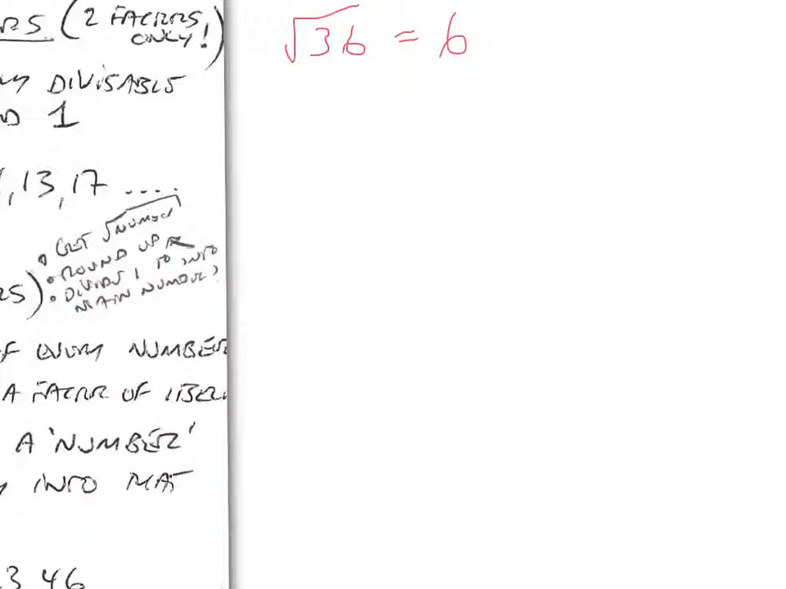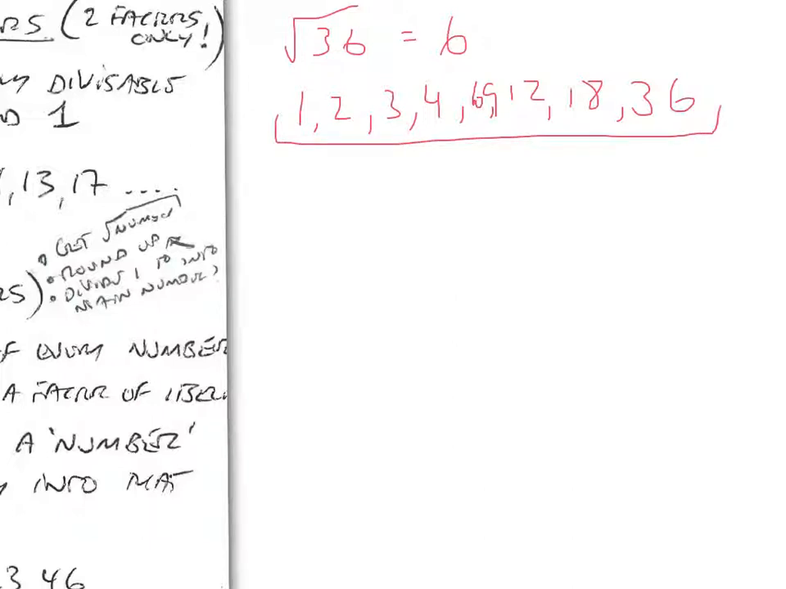1 would go into 36, 36 times, 2 would go into 36 18 times, 3 would go into 36 12 times, 4 would go into 36 9 times, 5 doesn't go into 36 evenly, and 6 goes into 36 6 times. So these are all the factors of 36.